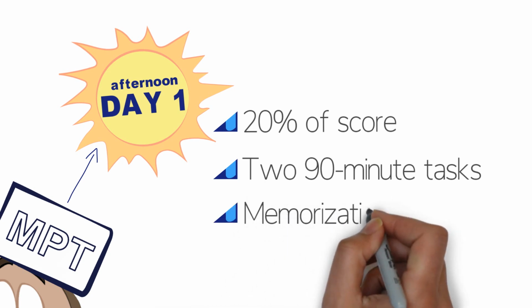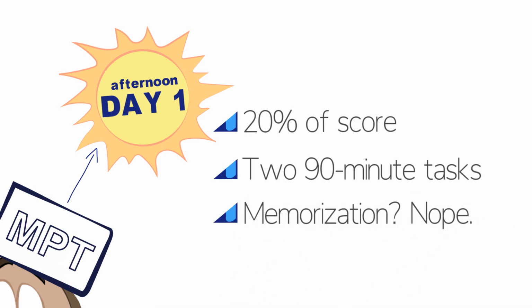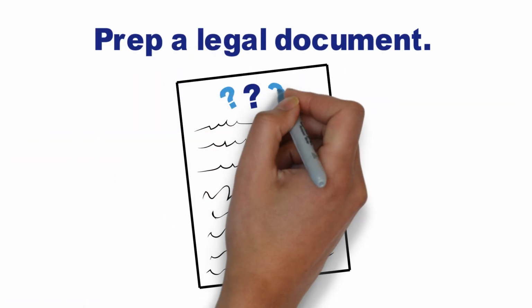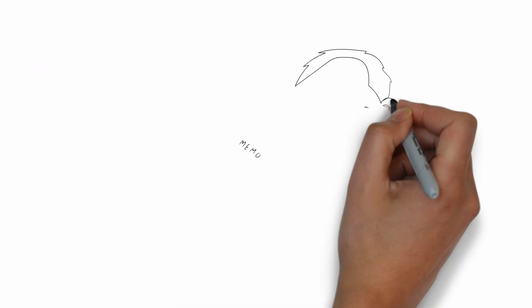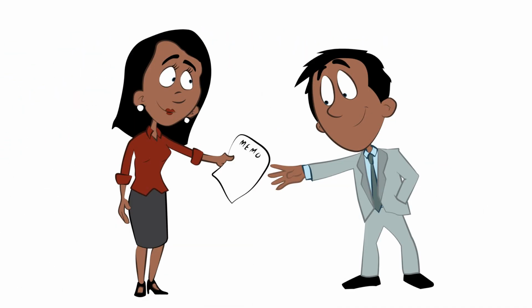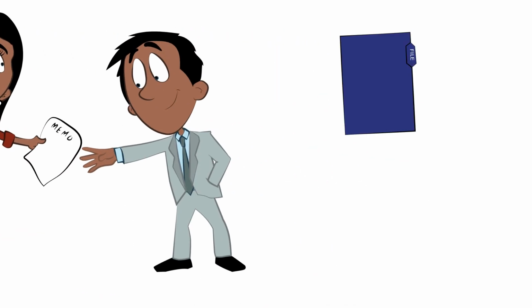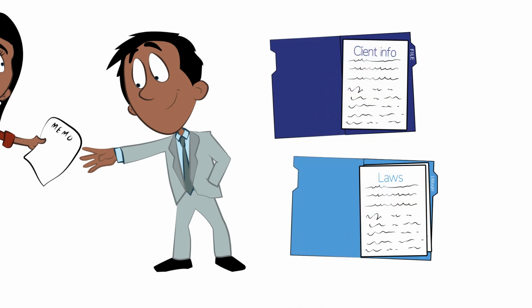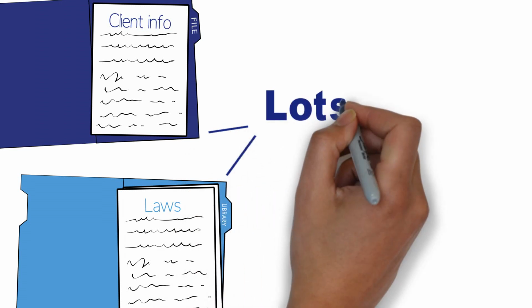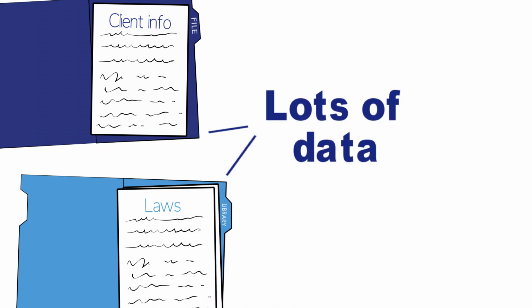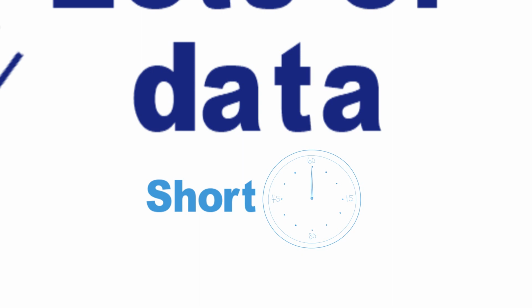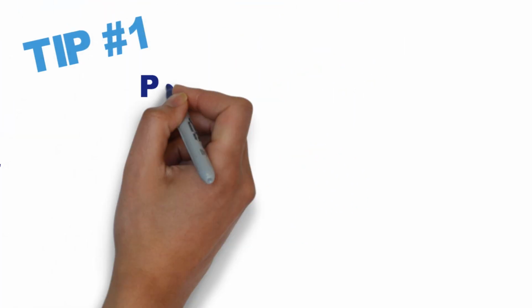Unlike the multiple choice and essay portions of the bar exam, you don't need to memorize substantive law to rock the MPT. Each MPT task has you prepare some sort of legal document, like a letter, memo, or brief. You get the specifics of each assignment in a memo from your hypothetical supervising attorney. To tackle the task, you get a little file of client-related info and a little library of potentially relevant laws. The heart of the challenge is analyzing lots of data and creating a coherent work product in a short time. The heart of the solution is practice, which leads us to tip number 1.